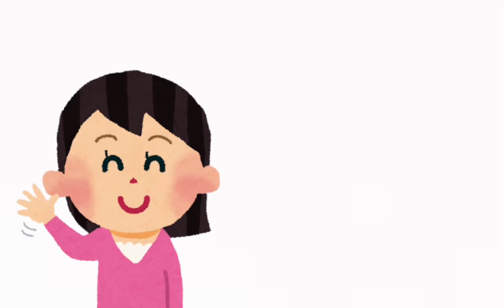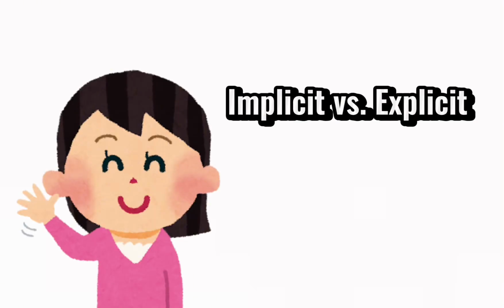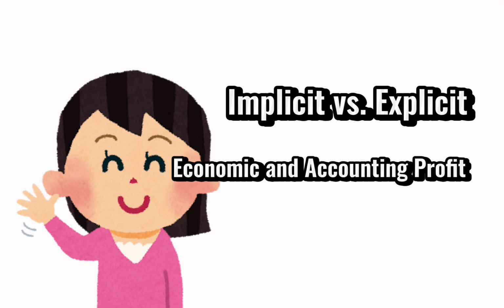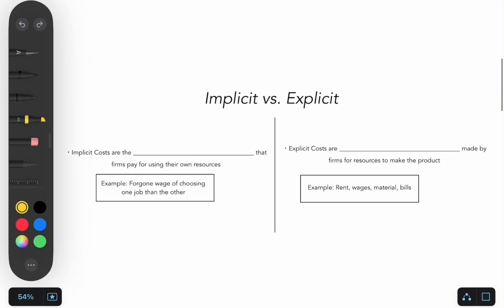So today we're going to look at implicit versus explicit costs, economic and accounting profit, and profit maximization. First, we're going to look at implicit costs. Implicit costs are the opportunity cost that firms pay for using their own resources. For example, the foregone wage of choosing one job over another.